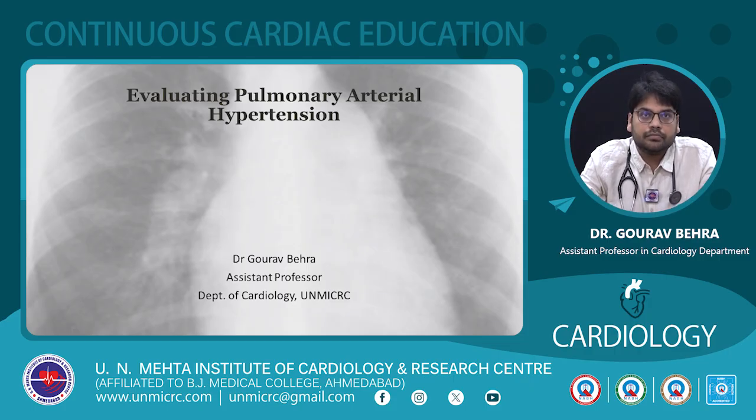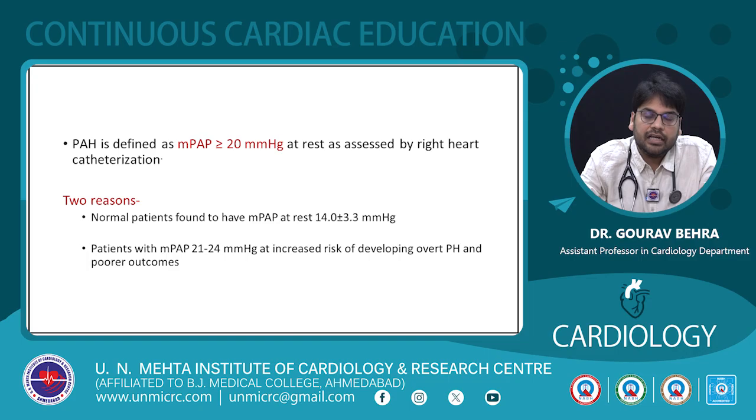I'll be discussing evaluating pulmonary arterial hypertension. Pulmonary arterial hypertension is defined as a mean PA pressure of more than 20 mm of mercury at rest, as assessed by right heart catheterization. This is the gold standard definition.